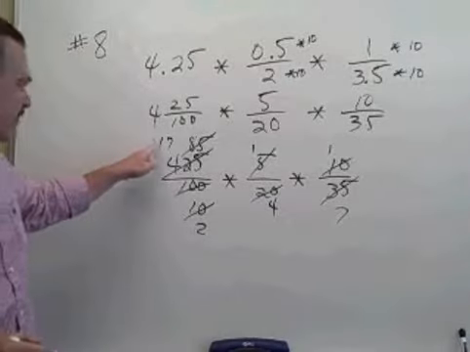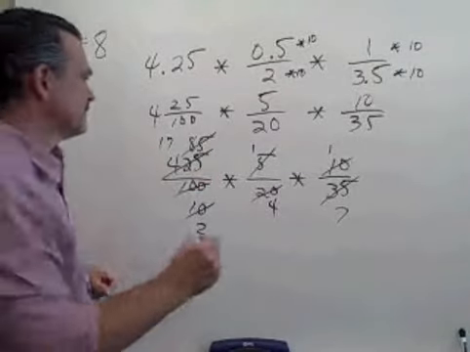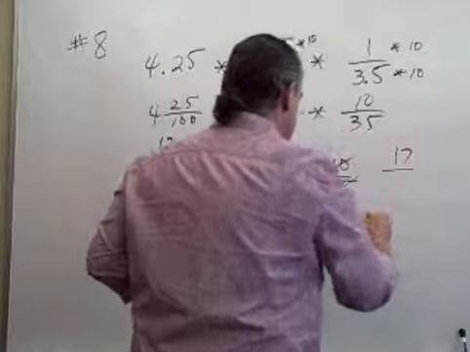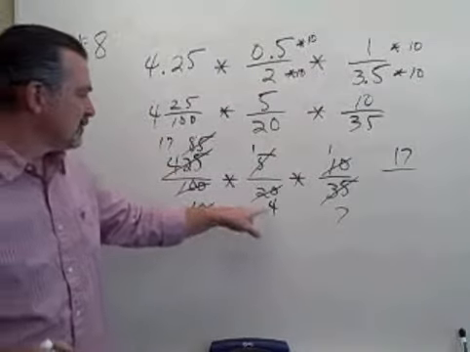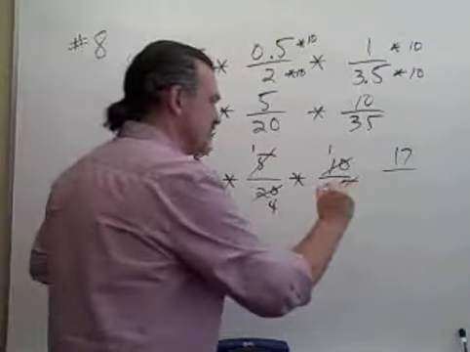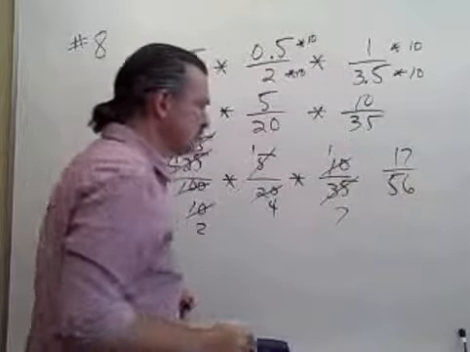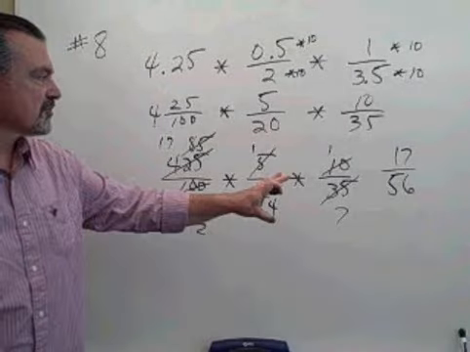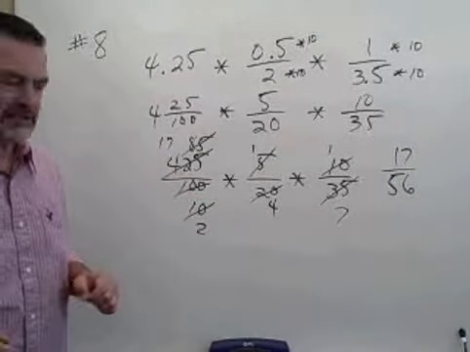So what do we have left? We have 17 over 2 times 4 is 8. 8 times 7 is 56. So the fractional answer is 17/56.